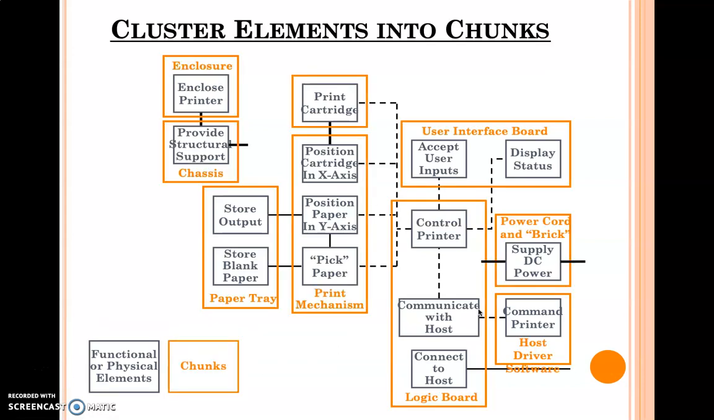And this is clustering elements into chunks. We have clustered: the functional elements are in black, and the orange ones are chunks. So this is a whole chunk. This is a whole chunk. This is a user interface board, so this is a whole chunk. Power cord and bricks, this is a whole chunk. This is the logic board, so this is a whole chunk. In this way we have clustered elements into chunks.